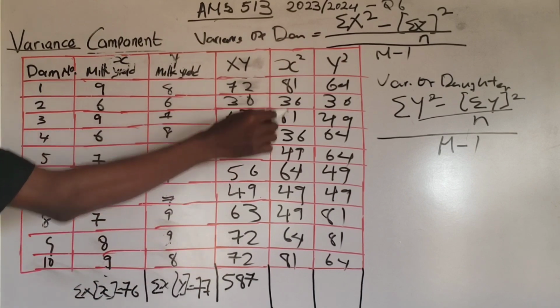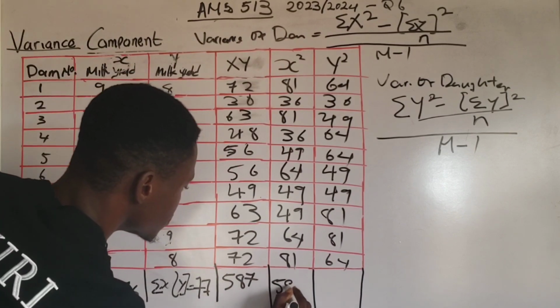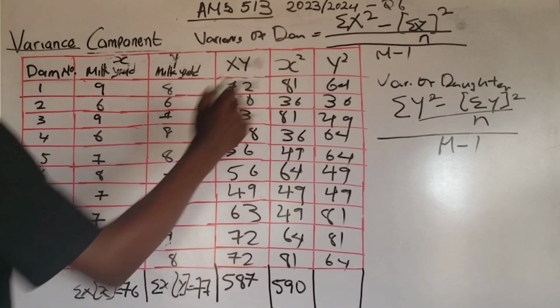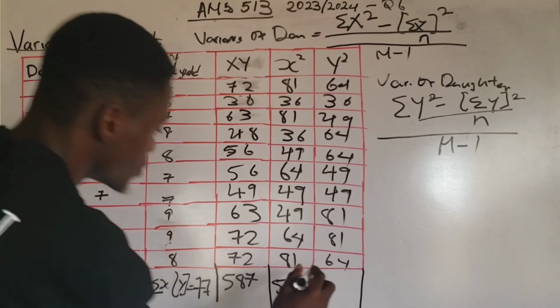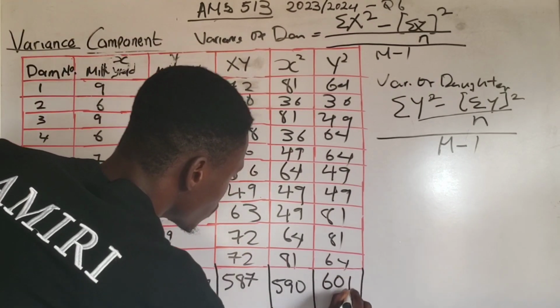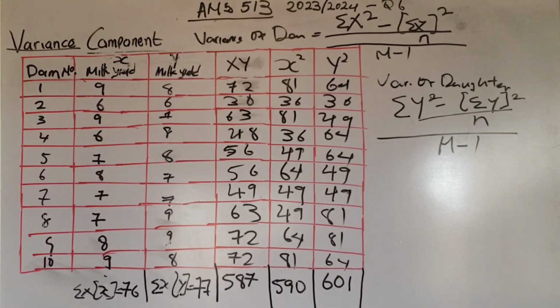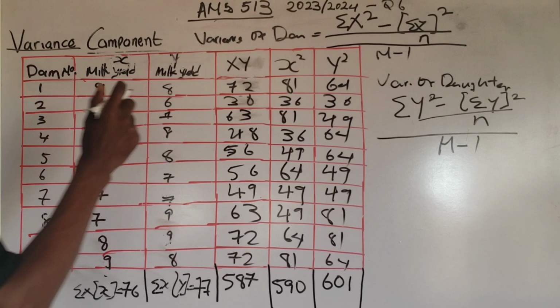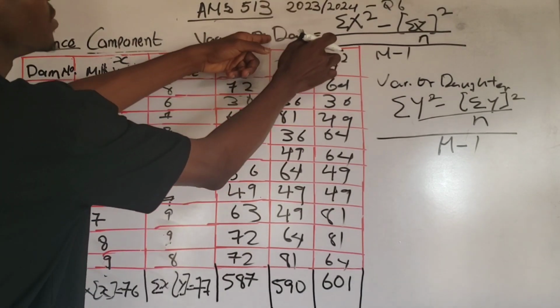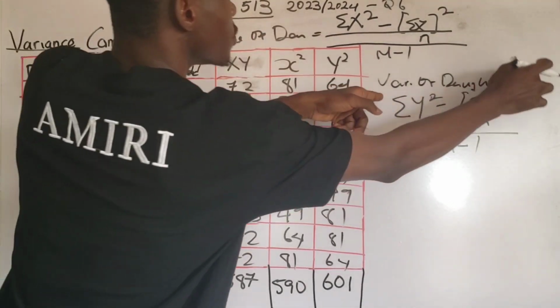That will give me 590, sir. 590. Then for Y squared, that will give me 601, sir. 601. Okay, sir. Then we'll proceed by going straight to the main objective of the question, which is the variance component of the dam's milk yield and the variance component of daughter's milk yield.